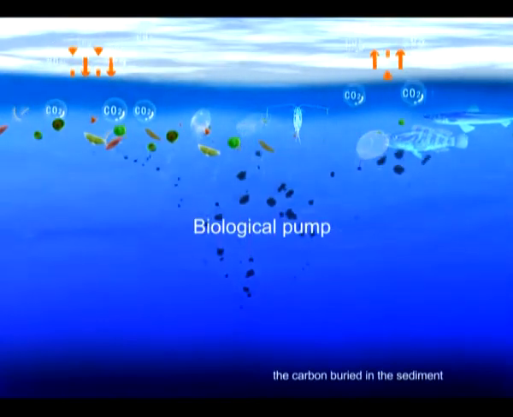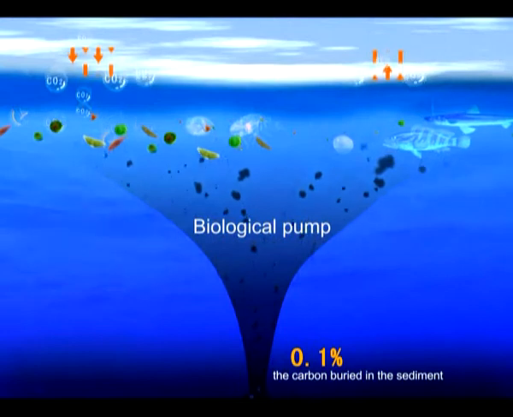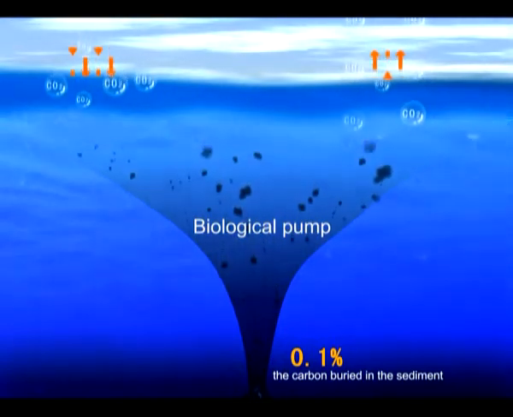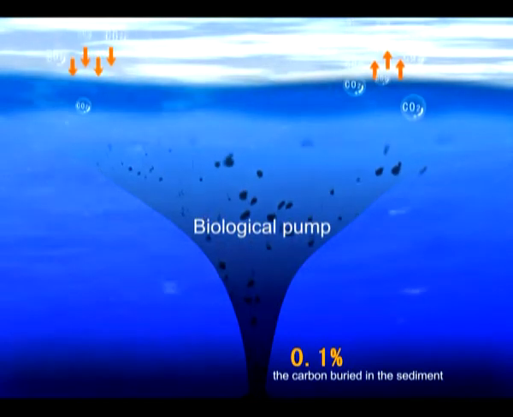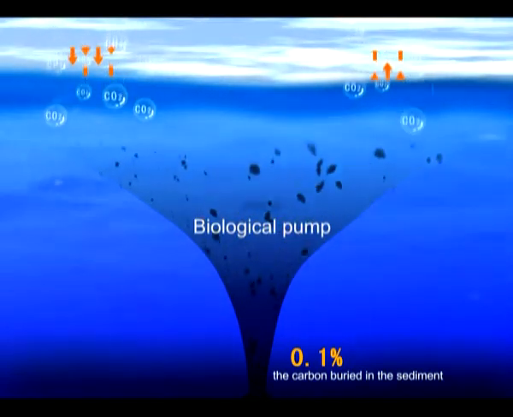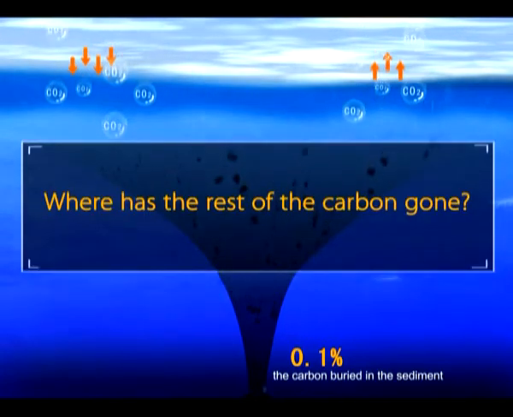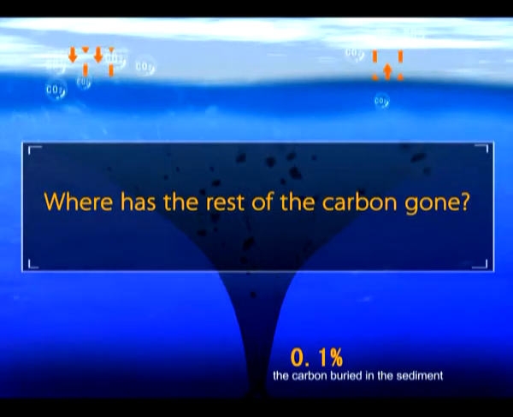The known biological mechanism for carbon sequestration is the biological pump, based on a sinking process. However, the amount of particulate organic carbon sinking to the seabed only accounts for 0.1% of that fixed in the ocean's surface. Then, where has the rest of the carbon gone?